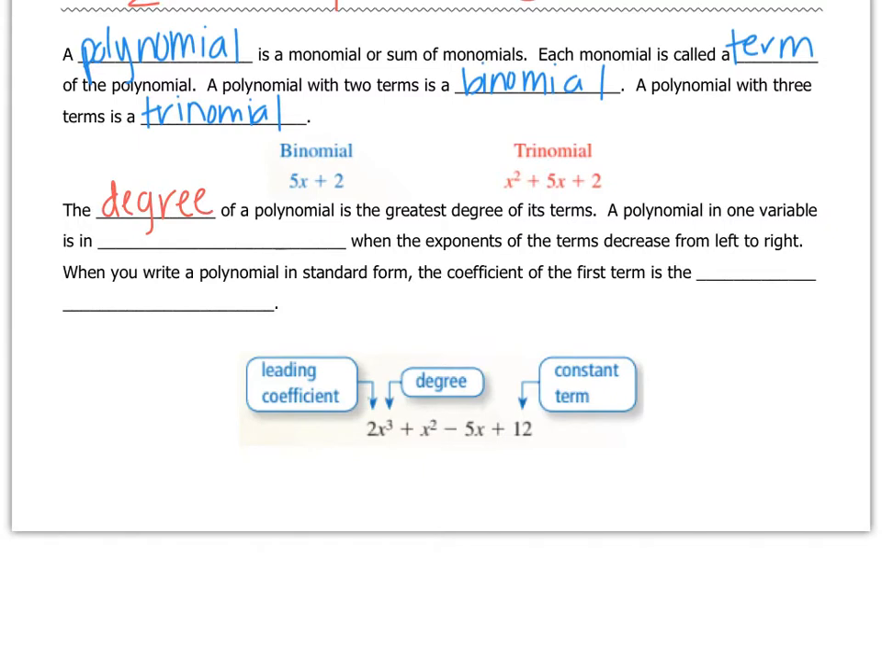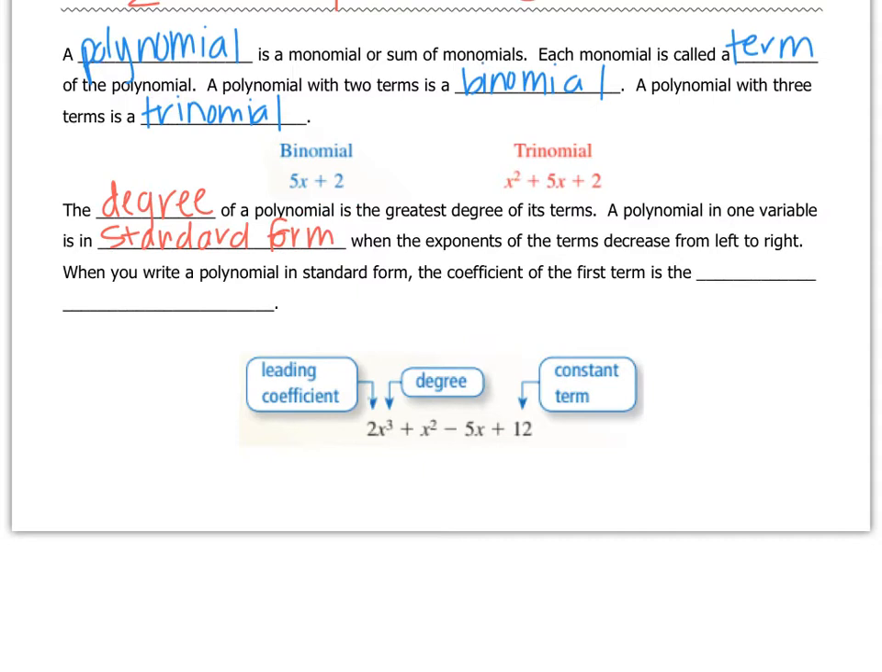A polynomial in one variable is in what we call standard form when the exponents of the terms decrease from left to right. So if you look at all of these polynomials here, they all have the highest degree in the front and the lowest degree at the end. So all of these are written in what we call standard form.